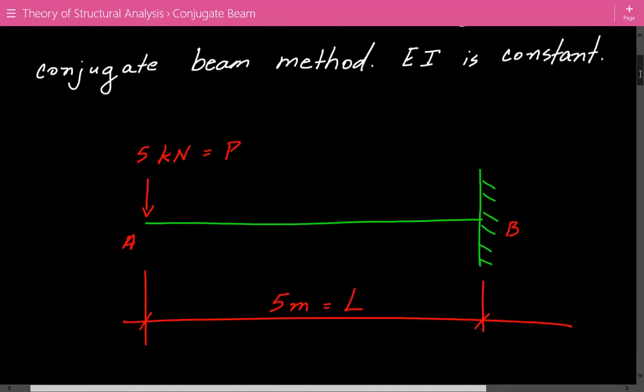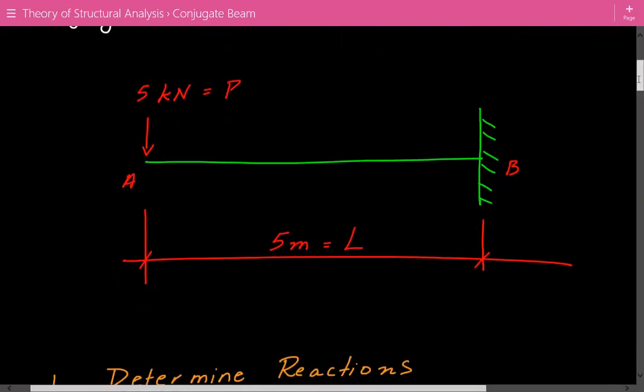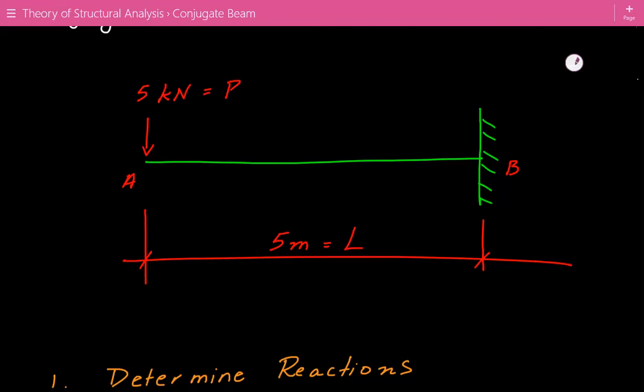So here's our cantilever beam. Our free end is A. And this is where we have our concentrated load of 5 kilonewtons, which we'll call P. And the fixed end is B. And the total length is equal to 5 meters, which we'll call L.